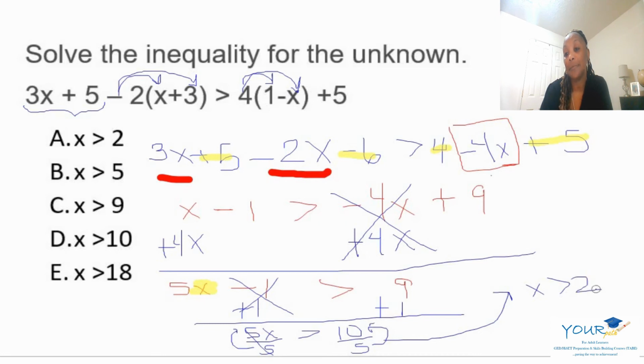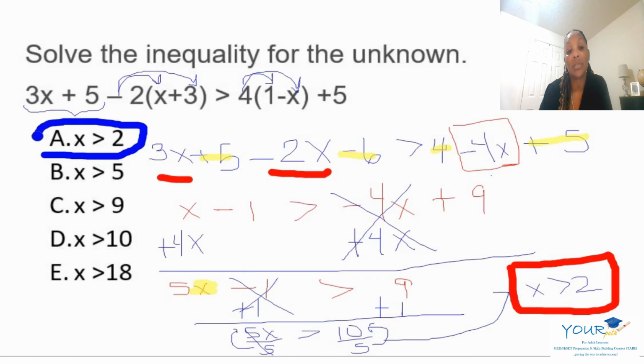So as you see, our x value, which is our unknown, is greater than 2. This means that any number that's greater than 2 can serve as our x value, our unknown. So now we can come over here to our options, and we see that option A will be the correct choice in terms of solving the inequality for the unknown.